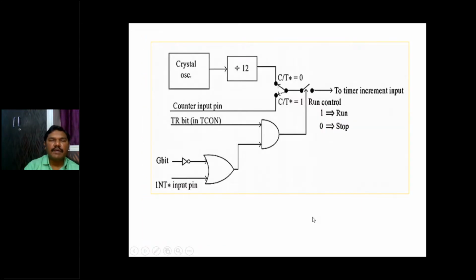Next, I want to explain timers and counters. A timer is nothing but counting the internal timing pulses. If you want to count external device or external application timing pulses, then it is known as a counter. That is different. So here we have C/T bar. C/T bar equal to 1 means counter, which will take the T0 and T1 pins of your pin diagram.